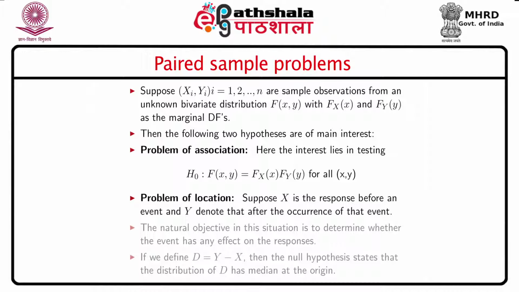Next comes the problem of location. Suppose X is the response before an event and Y denotes that after the occurrence of that event. That is, if we consider the drug example as discussed earlier, we might be interested in determining whether the drug has any effect on the responses. Now, if we define the difference D as Y minus X, then the null hypothesis states that the distribution of D has median at the origin.